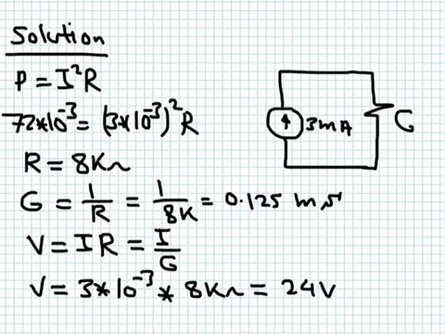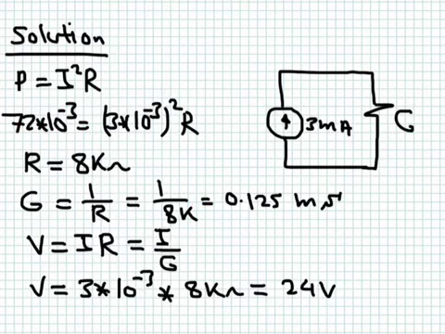If you divide these two, 72 will cancel with 9. You end up with 8. This 10 to the minus 3, this is 10 to the minus 6. It goes the other side to the minus 3. Obtain R equal to 8 kilo ohm. So the equivalent resistance to G is 8 kilo ohm. Then the value of G is 1 over R. So 1 over 8 kilo ohm is going to be 0.125 millisiemens.